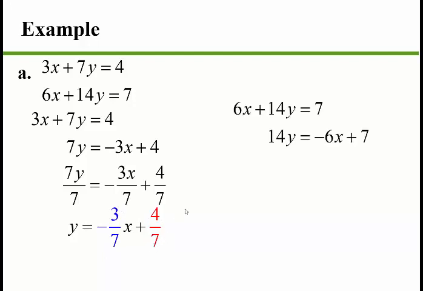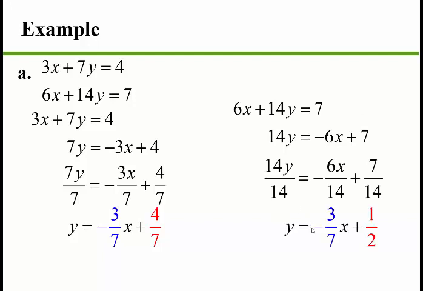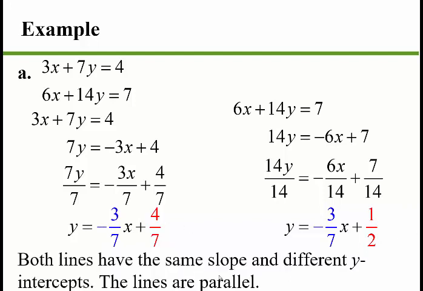Doing the same thing for the other equation. Move the 6x over. Divide everything by 14. When I simplify, I get y equals -3/7 x plus 1/2. So you notice right here, they have the same slope, different y-intercepts. Because both lines have the same slope and different y-intercepts, the lines are parallel.